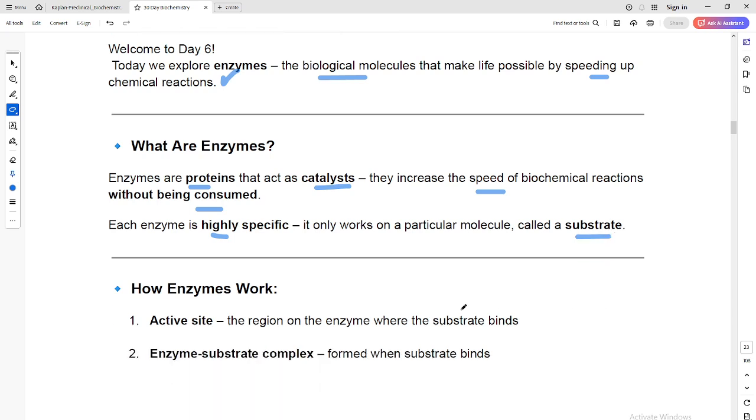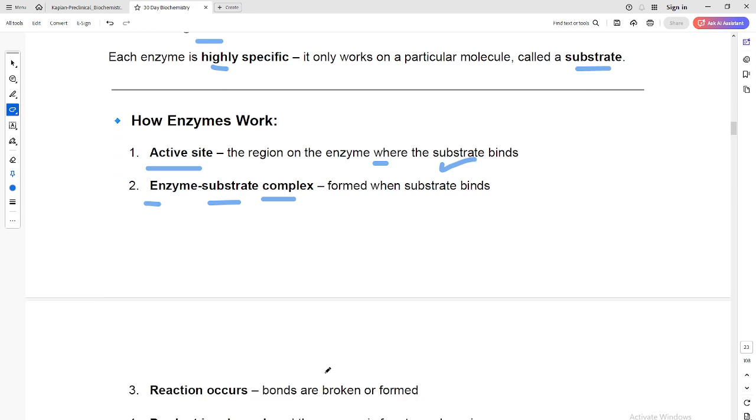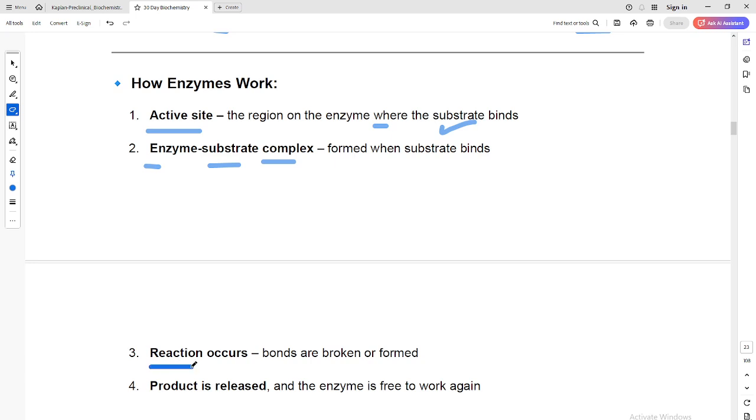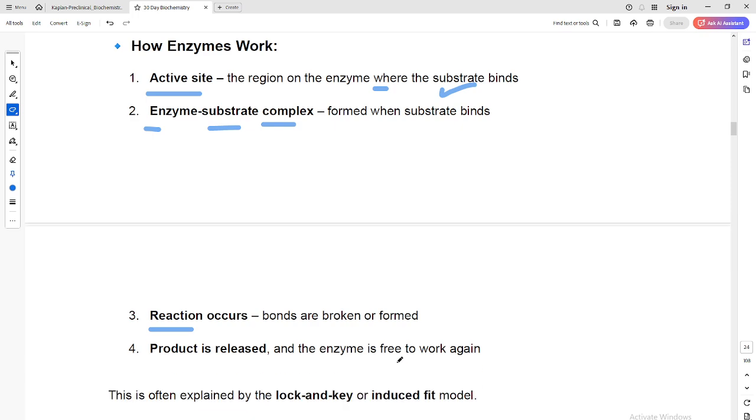How do enzymes work? It contains an active site. This is the region of the enzyme where the substrate binds and forms what is called the enzyme substrate complex. Then the reaction occurs. Bonds are broken, bonds are formed. We remove hydrogen, we add hydrogen, according to the reaction that is catalyzed by this enzyme.